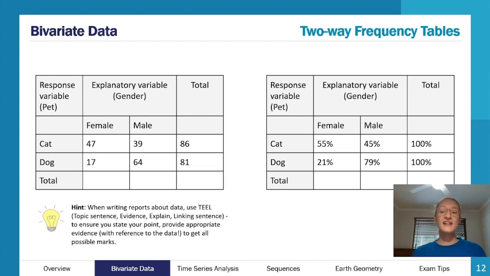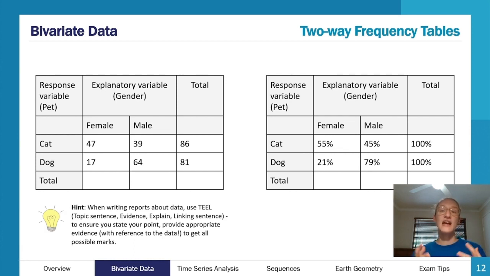So I just find that's a really helpful cue in my mind to make sure that I'm remembering to include all the appropriate things. But you don't necessarily have to follow that structure, as long as you remember to really clearly make your point and back it up with evidence from the table. So those two things are really, really important.